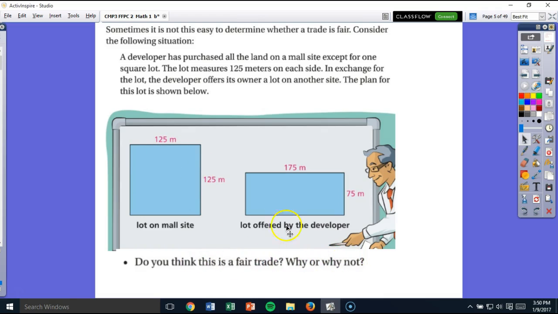So how could you compare these two different lots? What's a good way to compare them mathematically to be able to tell us whether this is a fair trade? So I want you to pause the film, do that calculation, and be able to tell us why or why not this is or isn't a fair trade. So go ahead and pause the film here.